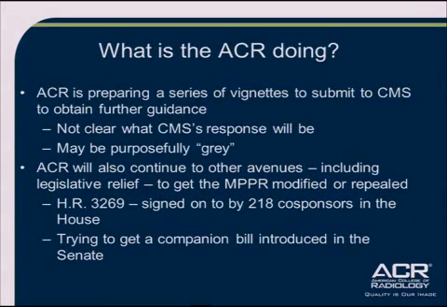The ACR is working on putting together a series of similar vignettes that bring up real-life examples of what a radiologist does and how we should apply this MPPR rule to these. We're going to submit them to CMS and ask them to give us some feedback and say, are we right or are we wrong? It's not clear what CMS is going to respond. I think personally that it's purposefully gray, but we'll see how that turns out.